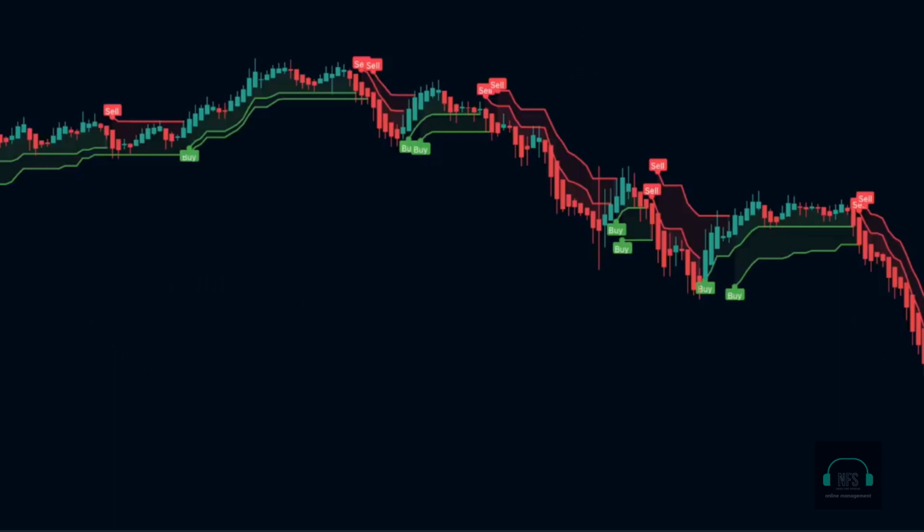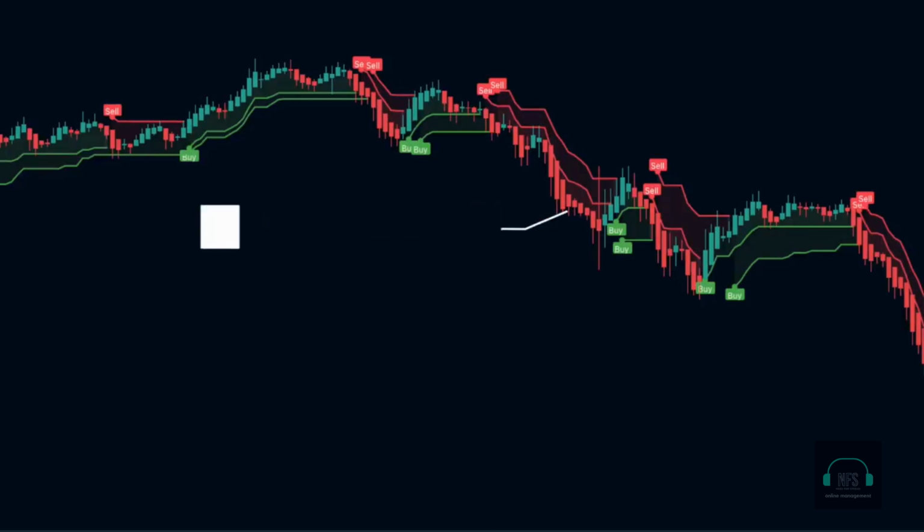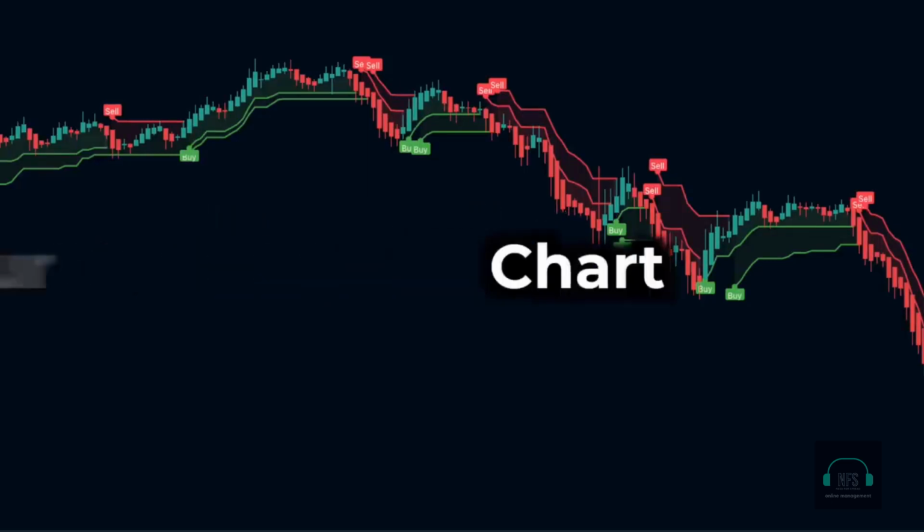Since this is a stop and reverse system, I feel that there will be a lot of trades to be taken on a 5-minute or 3-minute chart. Therefore, I recommend you to use this strategy on 1-hour or larger time frame charts. Now let's understand the strategy itself.